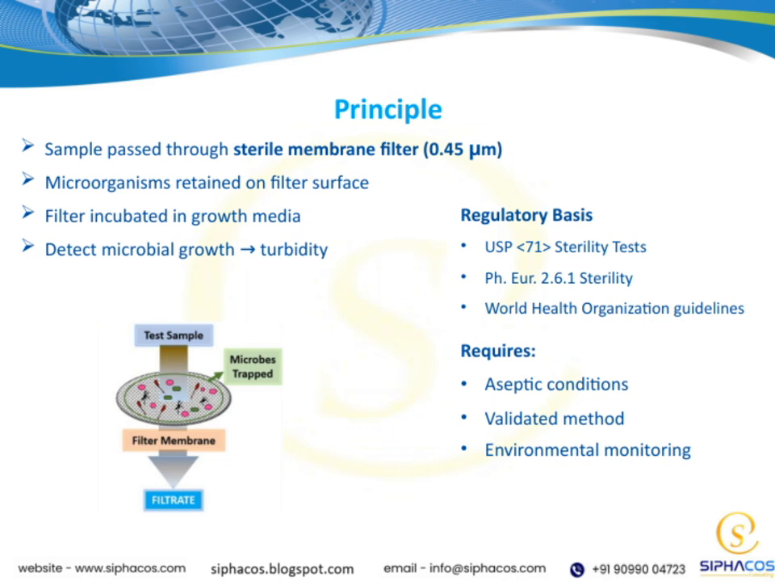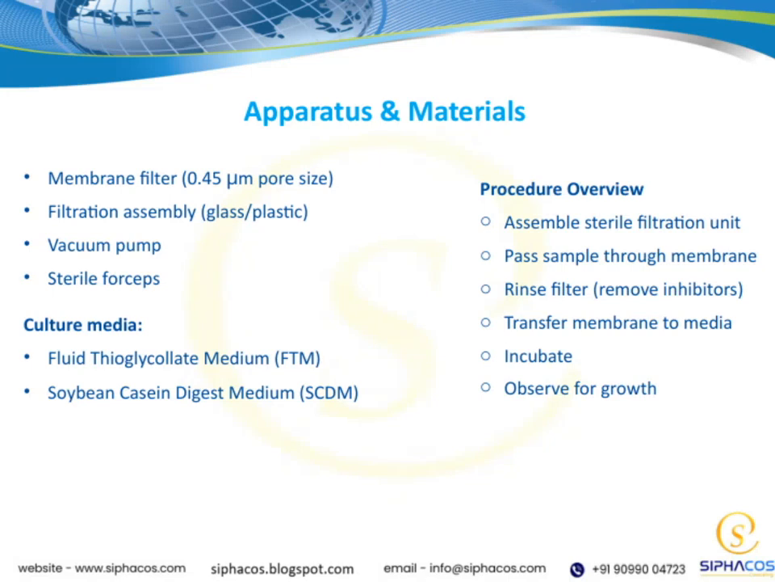A sample is passed through a sterile membrane filter, typically 0.45 micrometers in pore size. Microorganisms, if present, are retained on the surface of this filter. Next, the filter is incubated in a nutrient-rich growth media. If microbes are present, they will grow during incubation, causing turbidity or cloudiness in the medium. This change indicates microbial growth, confirming whether the sample is sterile or not. So, these guidelines and principles help us ensure that our products meet strict safety standards, safeguarding patient health and maintaining quality across the board. Now, let's walk through the procedure overview for this process.